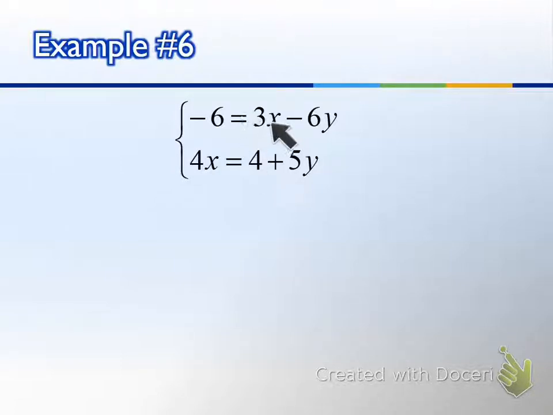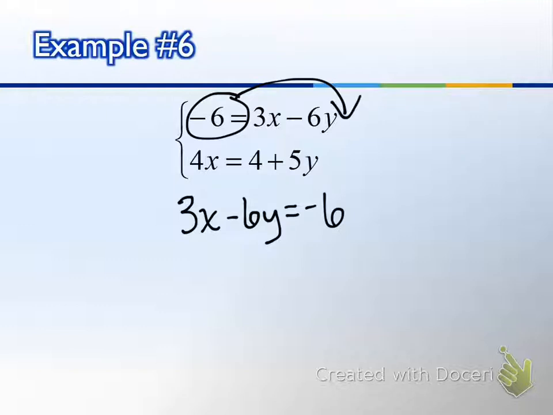The top one is actually pretty easy to fix, right? Instead of having the equal sign over here, we're just going to move it to the other side. So this is going to become 3x minus 6y equals negative 6. You can have your equal sign on either side. So we're just going to take this and move it to the other side.